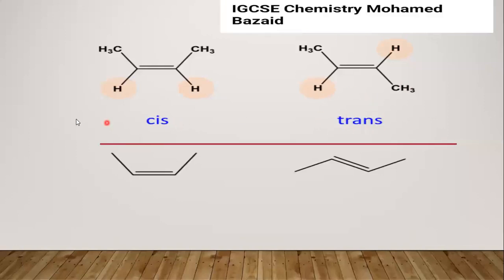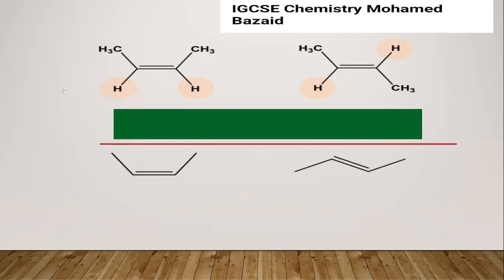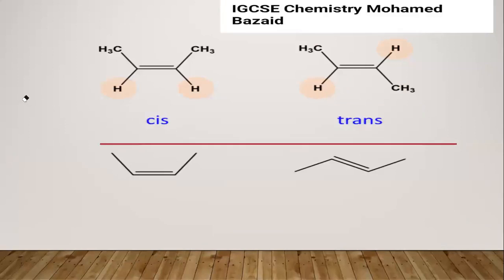Trans isomer. So if I ask you, is this isomer cis or trans? What you have to do is check. Hydrogen and hydrogen are drawn down, CH3 and CH3 are drawn up. So this is cis isomer. But here, hydrogen up and hydrogen down, CH3 down and CH3 up, opposite direction. So this is trans isomer. It's okay.